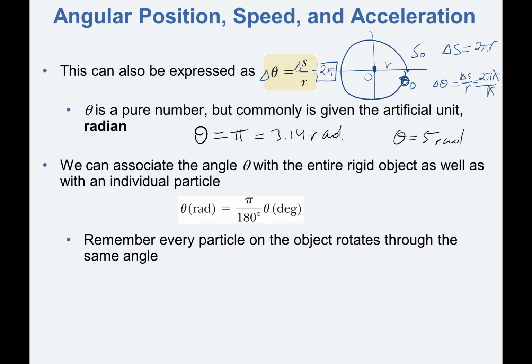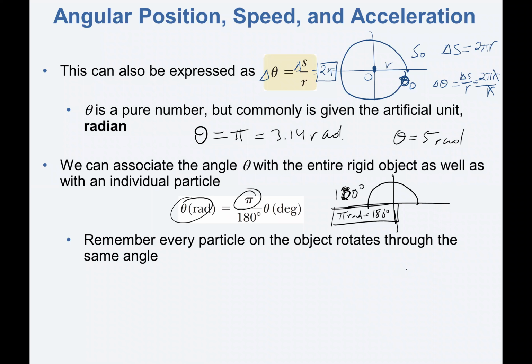Whenever you're given theta in terms of degrees, you can always convert, because they're related. If you start from here and go half a cycle, that's 180 degrees. But the same thing can be represented as pi radians. That means theta in radians is theta in degrees times pi divided by 180, because pi radians equals 180 degrees. So you can always use this conversion factor to go from radians to degrees or from degrees to radians.